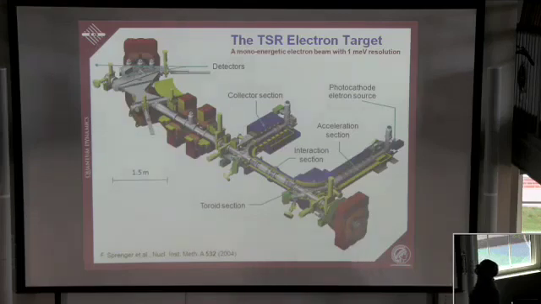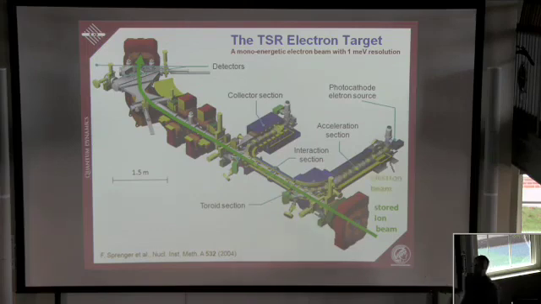And the machine that makes that possible is this one here. This is a TSR electron target. So this is a blow-up. It's a relatively complicated setup. We have a stored ion beam that's circulating on the orbit here. Then we have the electron beam that is produced here.